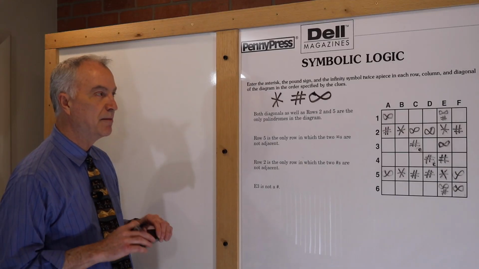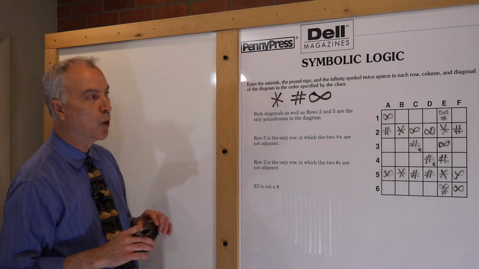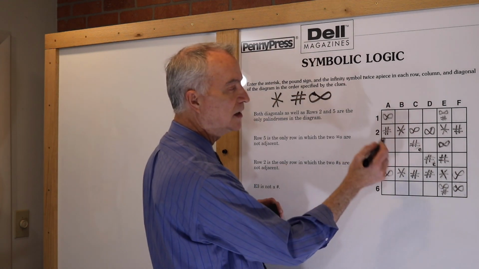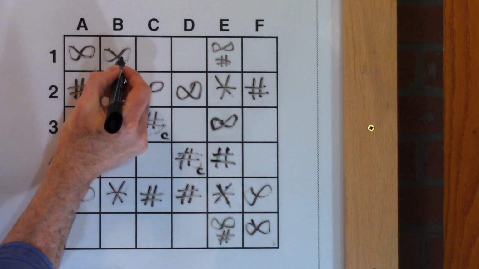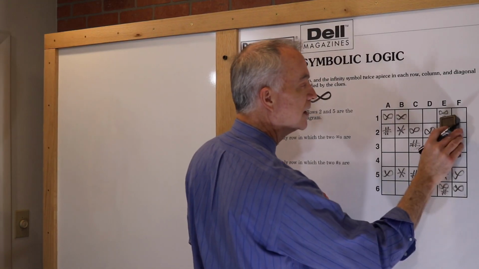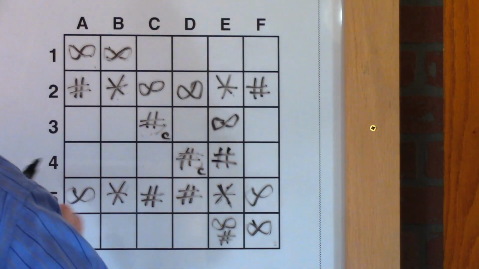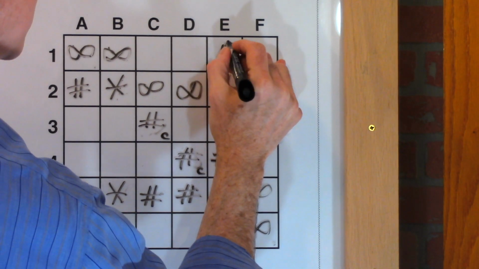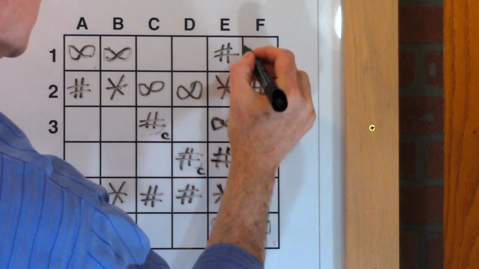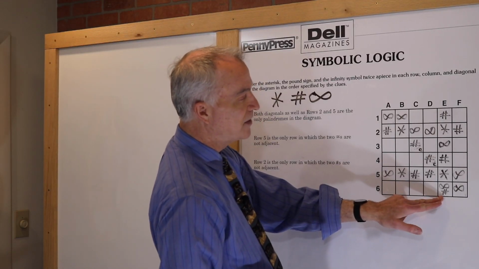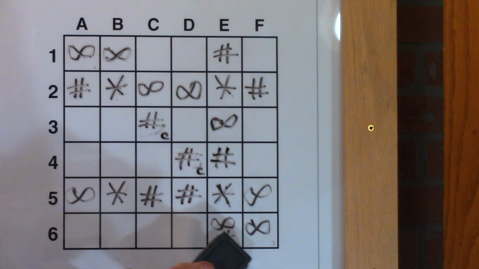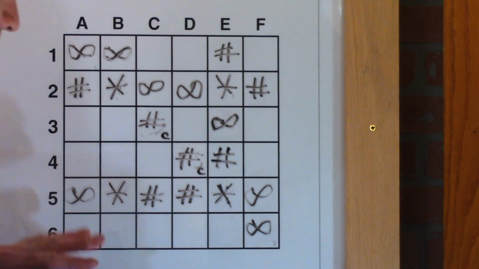And of course, you know what that means up in row 1. The only way that the infinity symbols can be adjacent now is for the other one to be right here. We can get rid of that. We know that that's going to have to be the pound sign. Down at the bottom, that leaves only one symbol left down here. That is the infinity symbol.